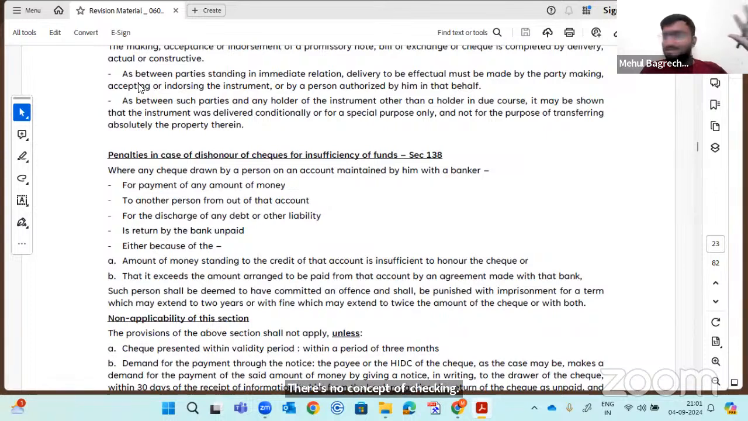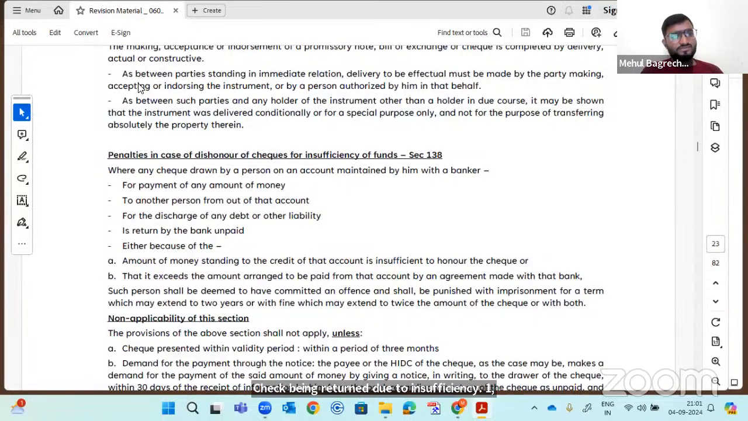Tanushree, there is no such concept called check bounce. People are just in a wave saying, yes, sir, check bounce. All right. Check being returned due to insufficiency of funds: Section 138. Now, what is Section 138 saying?